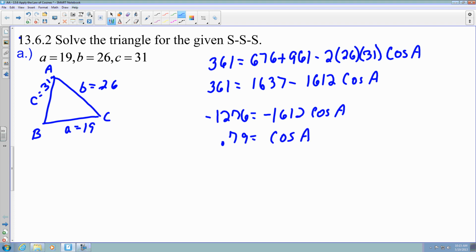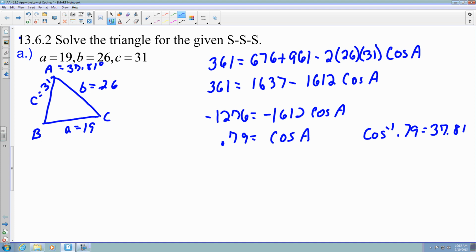cosine of A. Now to find A, we just take the inverse cosine of 0.79, which is roughly 37.81 degrees. So 37.81 degrees is A. And now we can do one of two things.